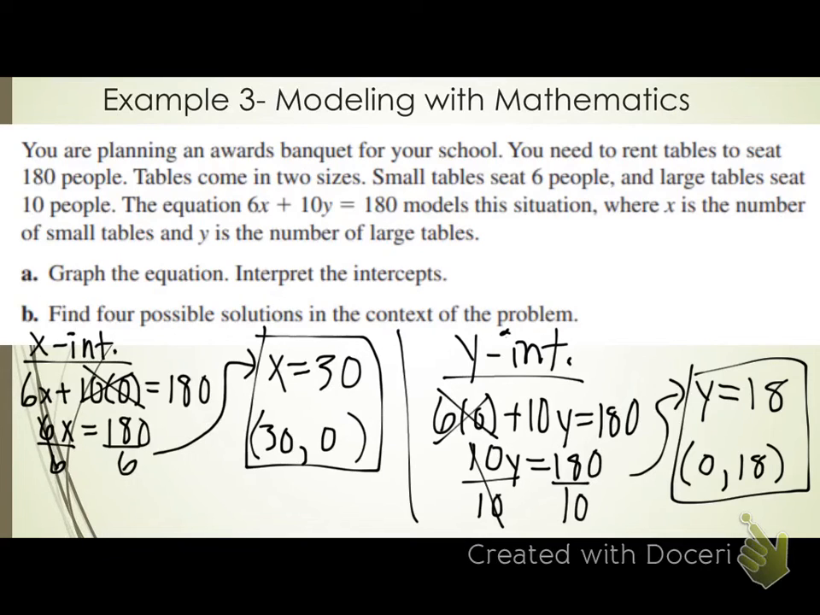So I found my intercepts, but now I need to use those to graph, correct? It also wants me to go ahead and interpret my intercepts based on the situation. So let's go ahead and interpret while we're on this slide right now. What would 30 comma 0 mean in this situation?